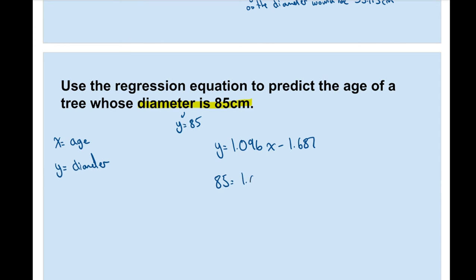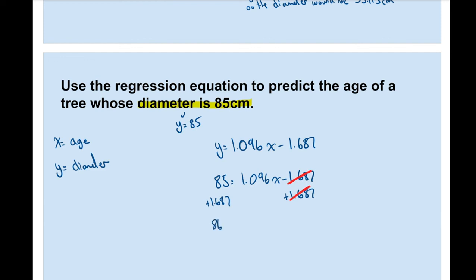So 85 equals 1.096x minus 1.687. And now this is a two-step equation. We have solved equations like this in the past, in our previous lessons, so if you do need a refresher, please go back and look at that unit. What we're going to do first is move over the separate term. So 1.687 is going to move over. It's going to be plus. So plus 1.687 on both sides. One side will cancel out.